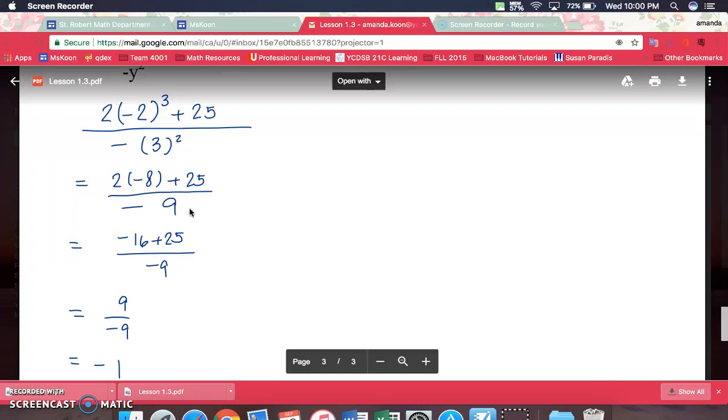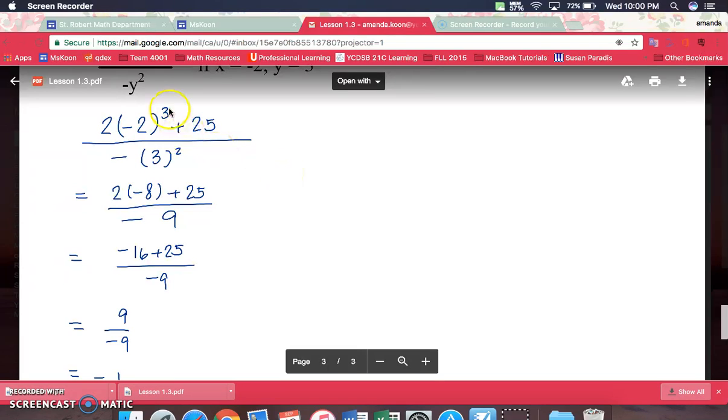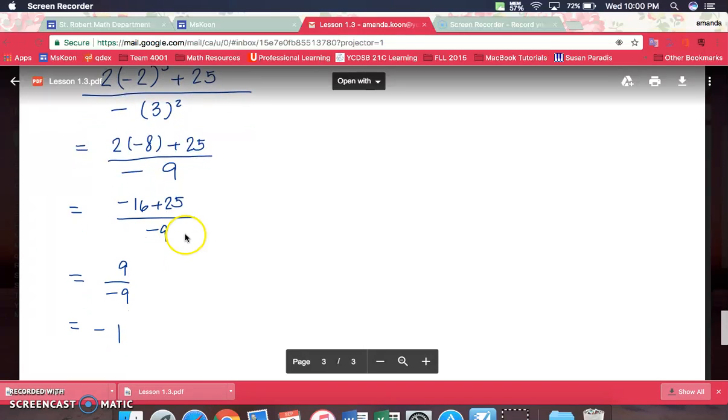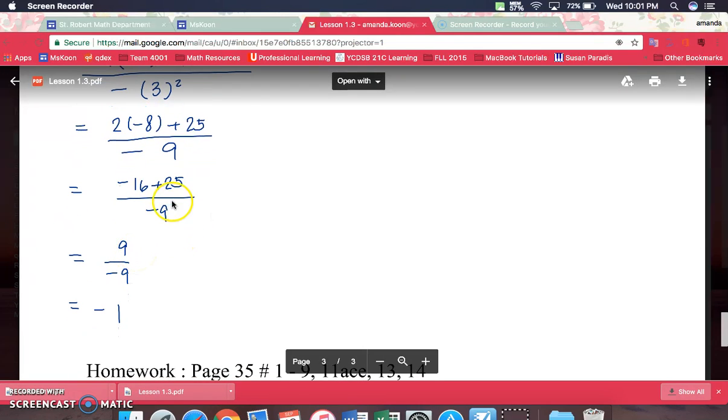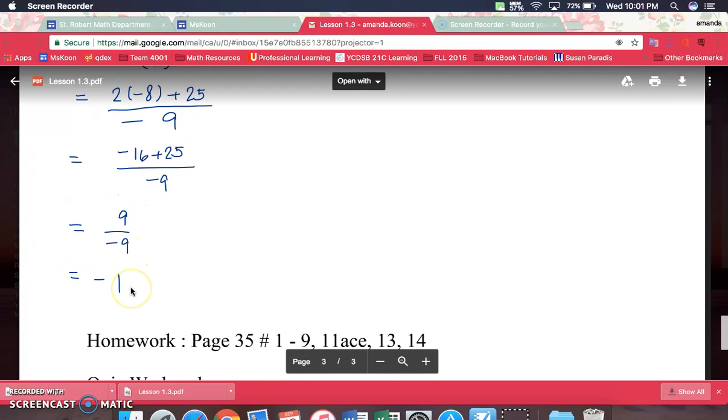And now, the numeric part is like this. What can we evaluate first? Of course, it will be the powers. So 2 times negative 2 to the power of 3 turns into negative 8, plus 25, 3 squared is 9, so negative 9. Okay? 2 times negative 8 is negative 16, plus 25, divided by negative 9. Simplify the numerator. Well, 25 take away 16 is 9, divided by negative 9. So your final answer is negative 1.